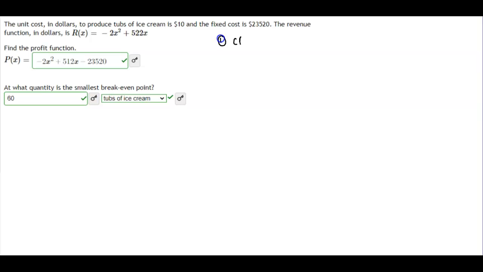So from the cost function, we just need to look at the first sentence here. To produce tubs of ice cream is $10 and the fixed cost is $23,520. So that means the cost function is going to be 10 times x plus the fixed cost of $23,520.